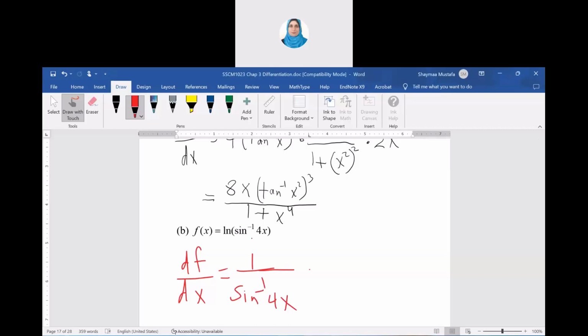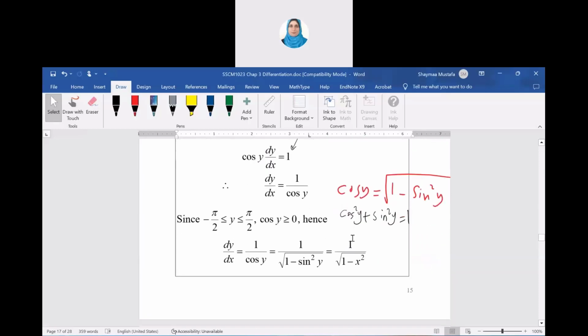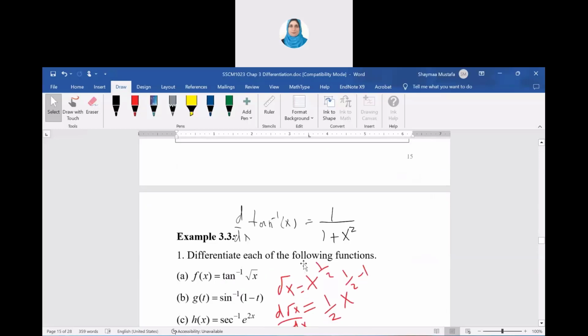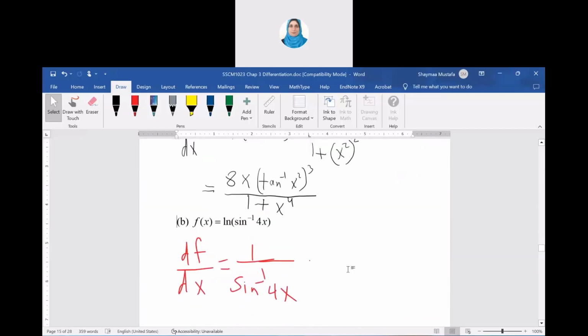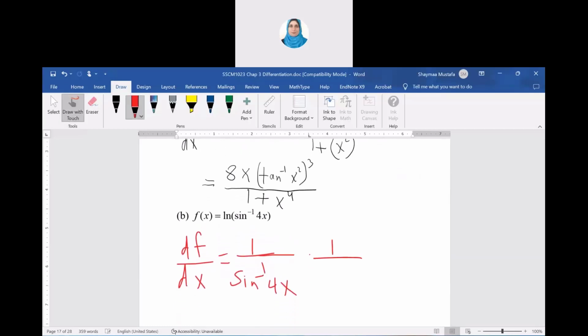Now I need to find the derivative for sine inverse of 4x. The derivative for sine inverse, this is the formula: 1 over square root of 1 minus x squared. So you need to multiply by 1 over square root of 1 minus, it should be x squared, but here I have sine inverse of 4x, not of x. So it will become 4x squared, not x squared. Now multiply by the derivative for 4x, which is 4.